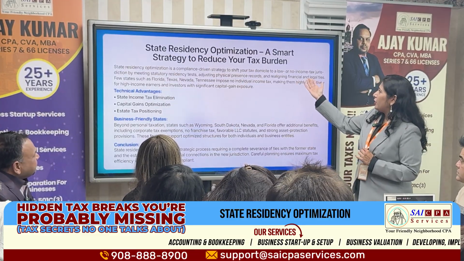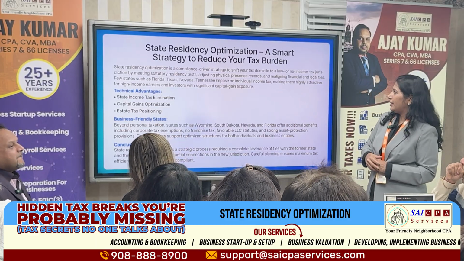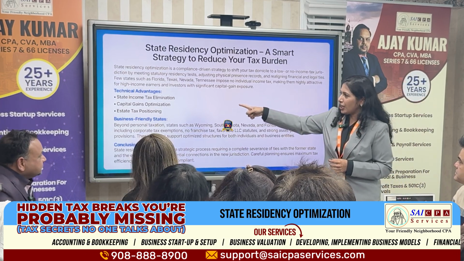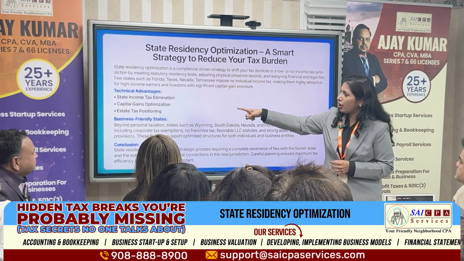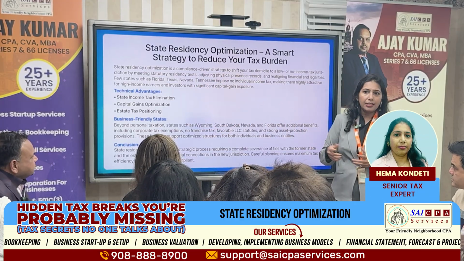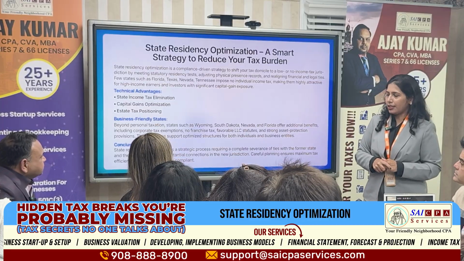For example, there are states with no state taxes like Florida, Texas, Nevada, Tennessee. So if you can move to that state, you can eliminate your state income tax. You will not pay any taxes on your capital gains. And also for estate taxes, like New Jersey has estate tax, a few states do not have any estate taxes too.